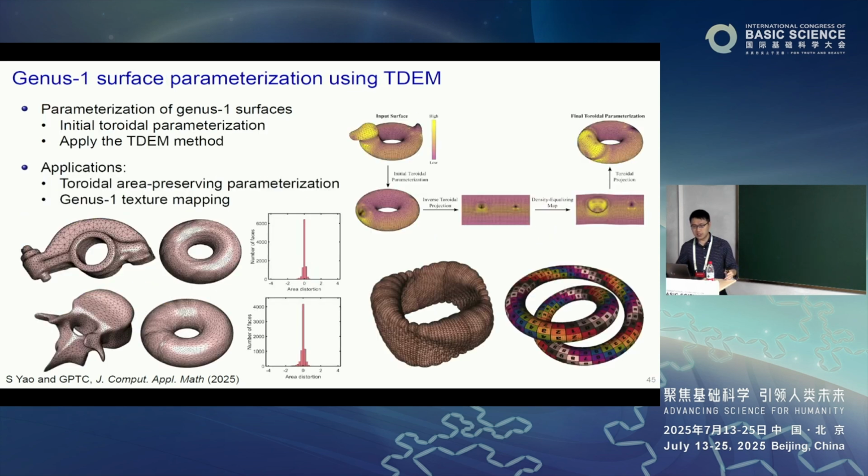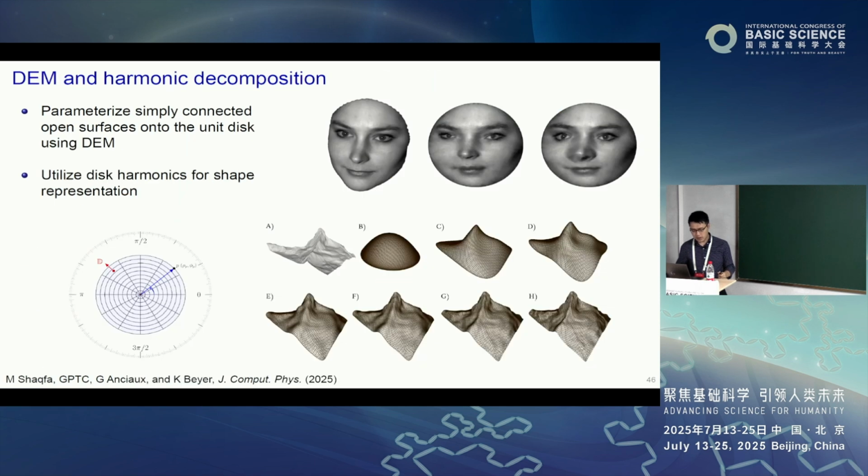And with this TDEM approach, we can use it for genus 1 surface parameterization. We can achieve toroidal area-preserving mapping or genus 1 texture mapping. These are some examples showing that it's giving us highly area-preserving mappings. And then we can also combine these density equalizing mapping approaches with harmonic decompositions to achieve different kinds of shape representations or shape decompositions.